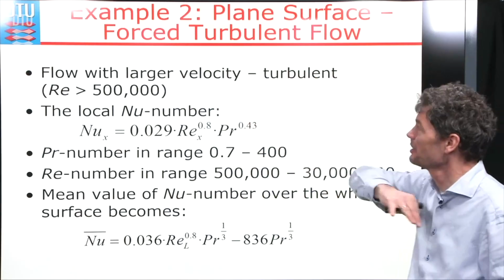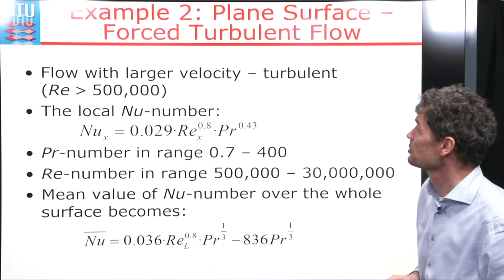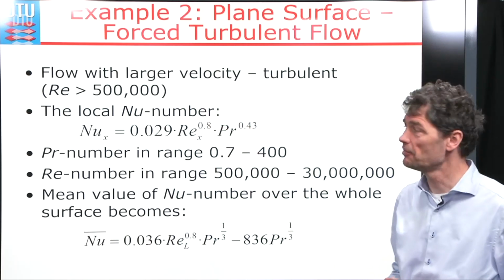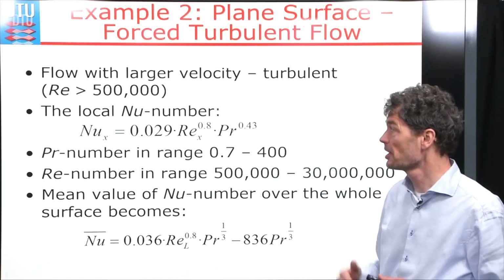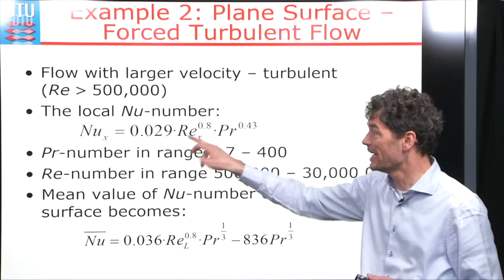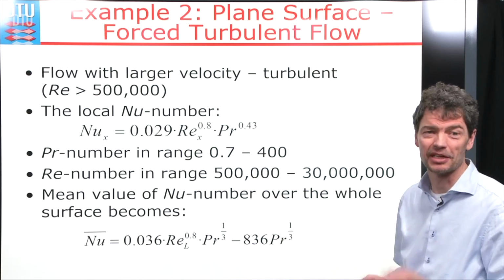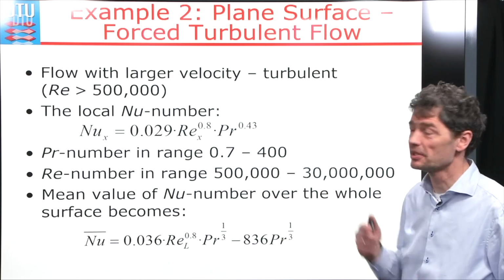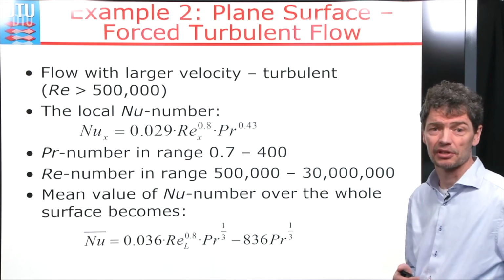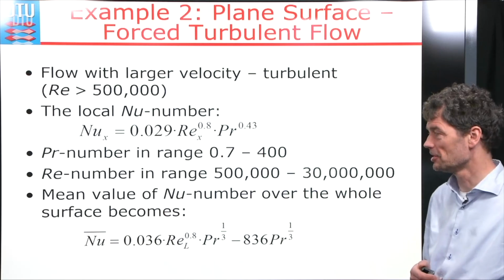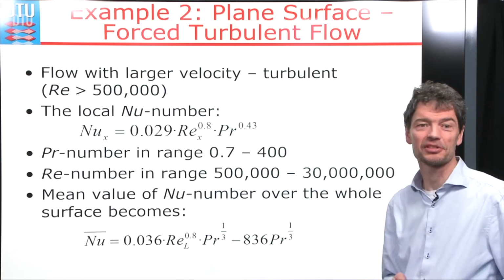Example 2 is again for a plane surface, but now we have forced turbulent flow, so our Reynolds number is big, more than 500,000. Then there's another formula that people in literature have found and given to us for the local Nusselt number at location x, according to this one here. There are certain conditions for which Prandtl numbers and Reynolds numbers this formula is true. That's something one would typically find in literature, if the conditions are okay for the case we are dealing with. And again, you can also find the average Nusselt number according to just another formula.